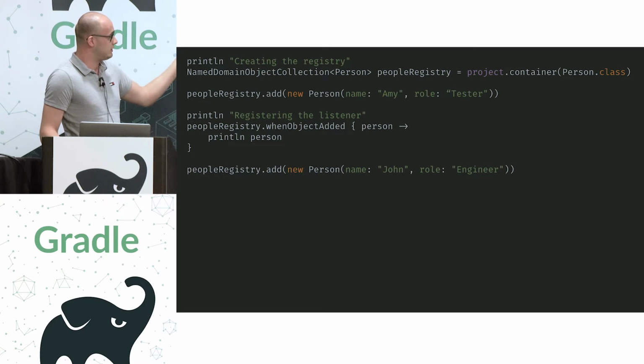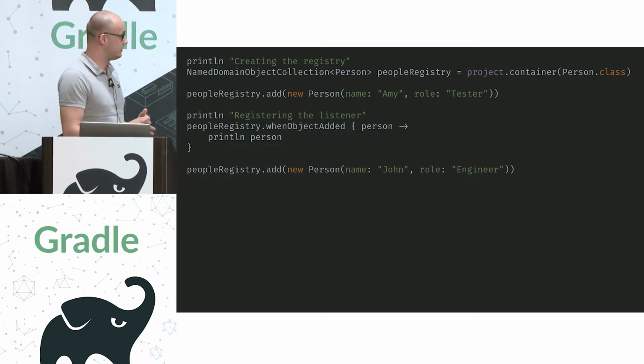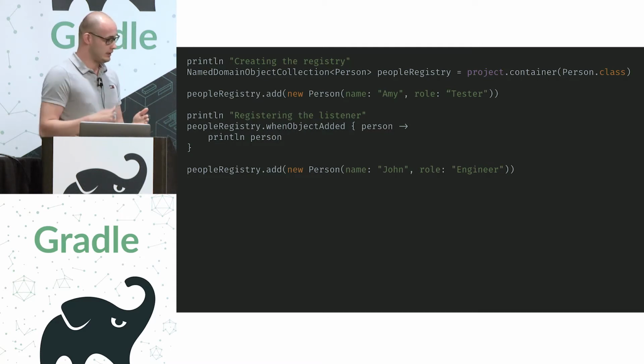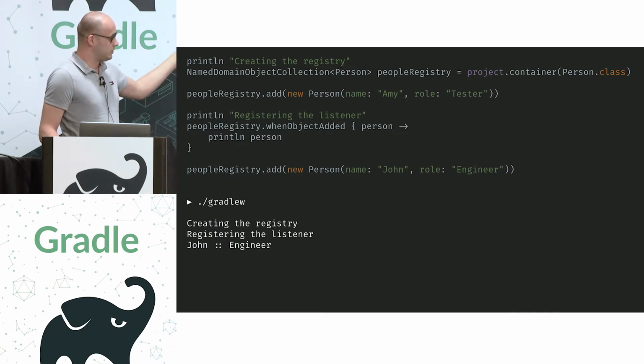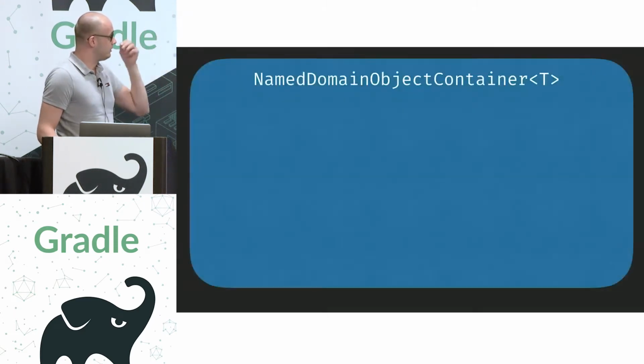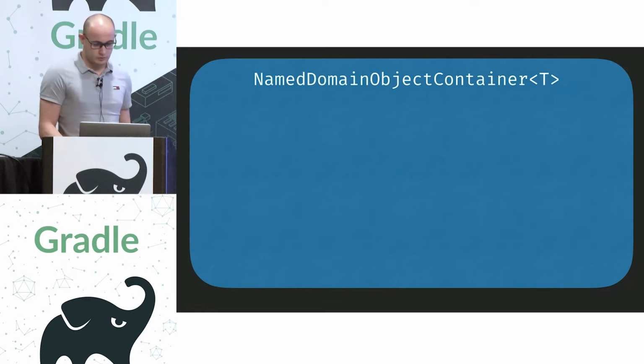Similarly, whenObjectAdded is more verbose about that. whenObjectAdded only works for objects that were added after registering the listener. So here we'll only get John printed because Amy was added before. And whenObjectRemoved will work exactly the same.